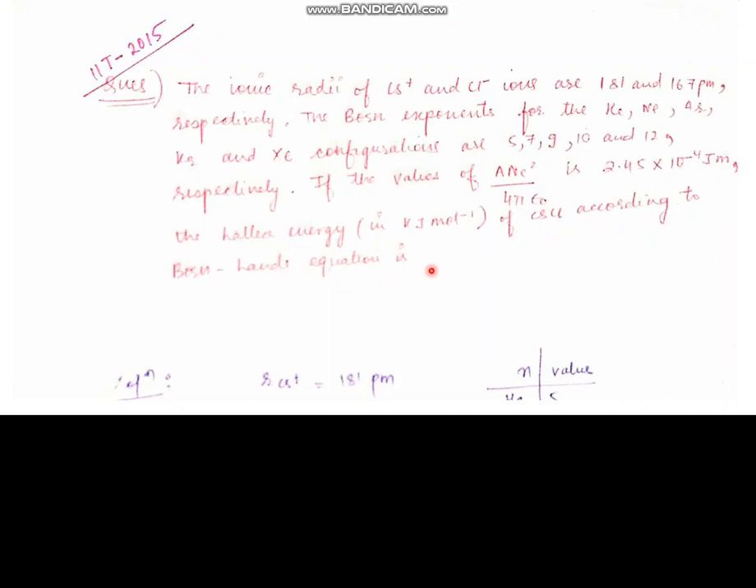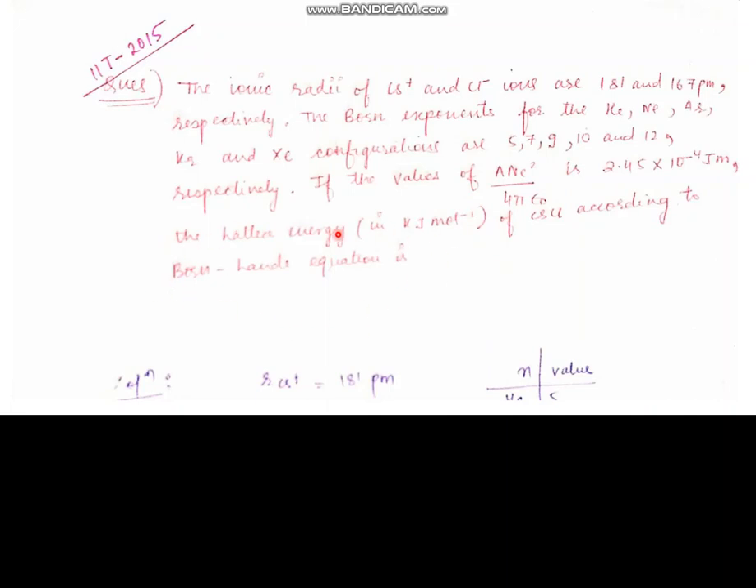So they have given the values of radius. They have given the values of Born exponent also. Generally, it's not given in the question. You have to remember it by yourself, but they have mentioned the Born exponents of the noble gases. And they have given the value of this particular combination, which is a part of your Born-Landé equation.